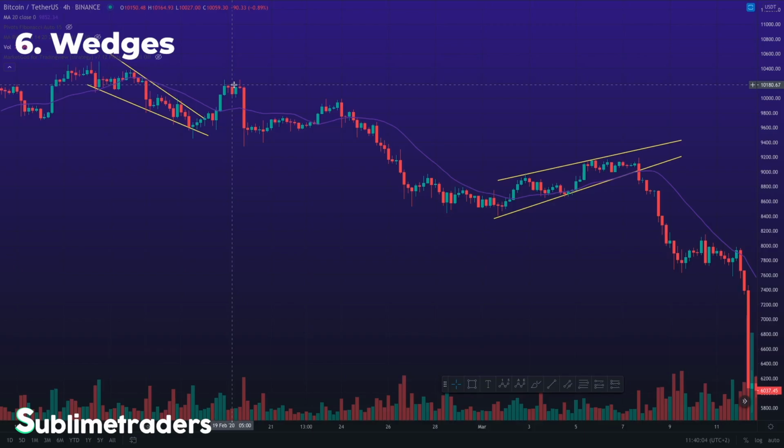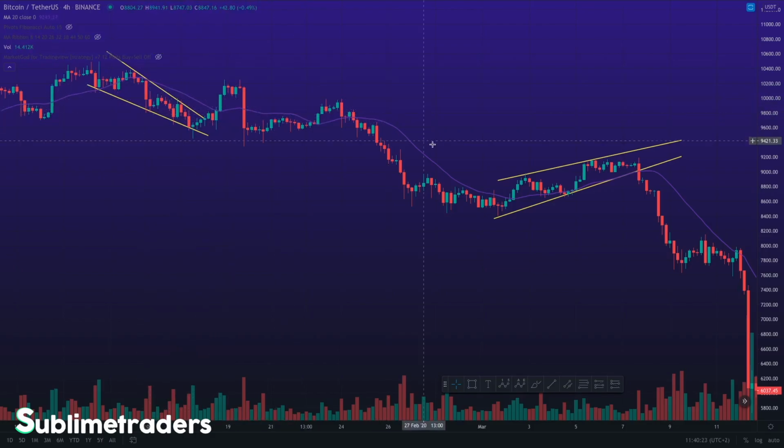As a general rule, please remember one thing with wedges: the line that has a bigger angle usually is the line that will be broken. So in the first example, I have a resistance line that has a higher angle than the support line. It is broken. In the upwards pointing wedge, I have a support line that has a slightly higher angle than the resistance line, and it is broken. These examples you can find on basically every chart. It is a very common chart pattern, and it usually breaks as I have told you.